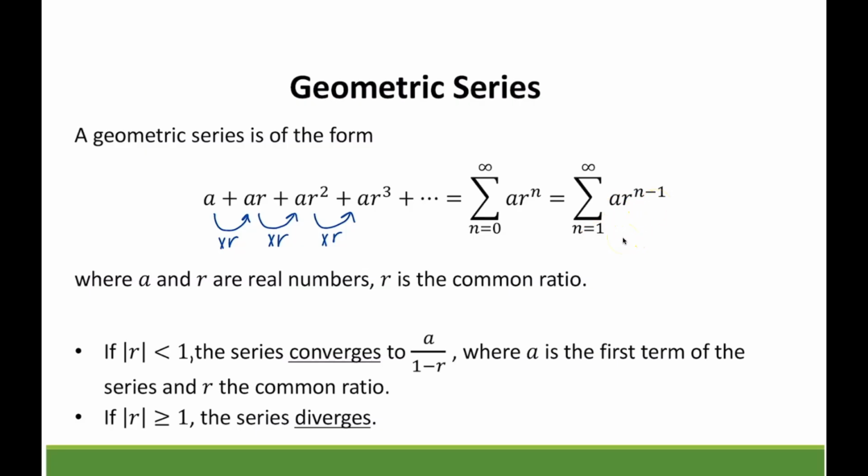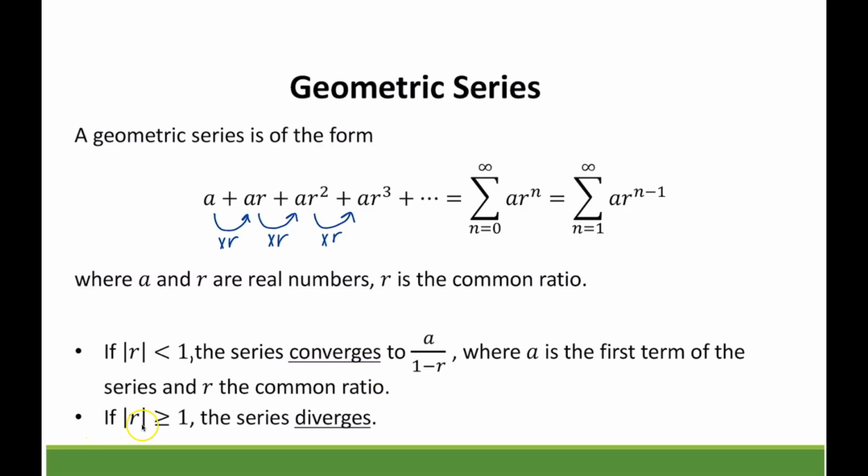Now, what is really powerful about recognizing when you have a geometric series is that you can determine, just based on the r value, the common ratio, whether that series converges or diverges. So it turns out that if the absolute value of r is less than 1, the series converges. And more powerful than that, it converges to a over 1 minus r. So we can find the value that the infinite series converges to, where a is the first term of the series and r the common ratio.